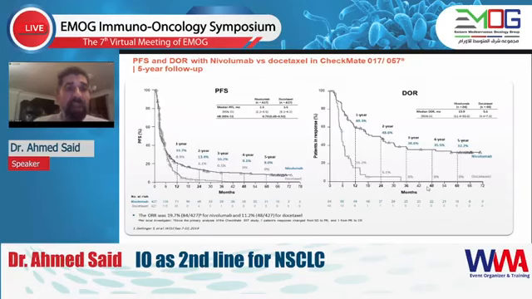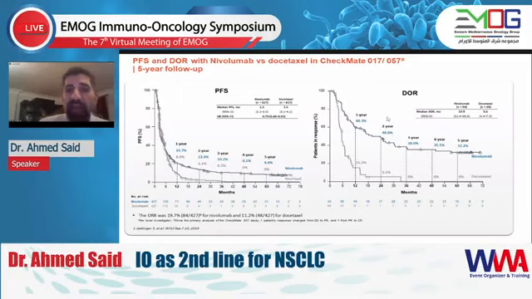Regarding the progression-free survival and duration of response with nivolumab versus docetaxel, we can find that the PFS, even somehow in the nivolumab arm, is less in the median, but as you can see with the curve, as the patients maintain their progression-free survival, the curve is plateauing, gaining progression-free survival at 5 years of 8% with 0% in the docetaxel arm.